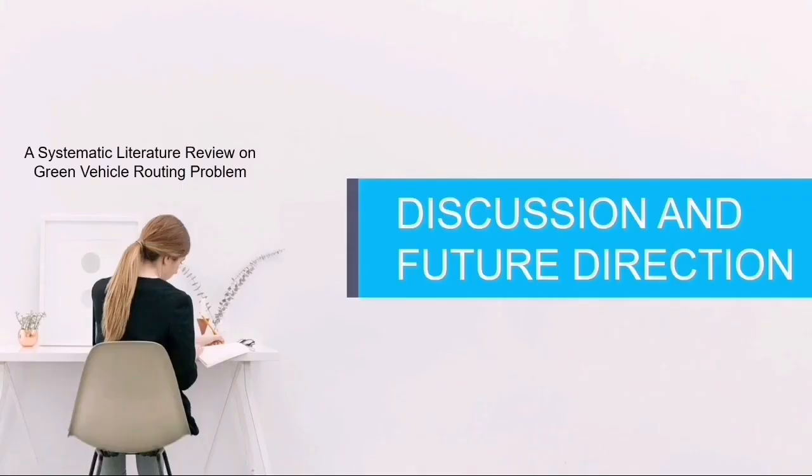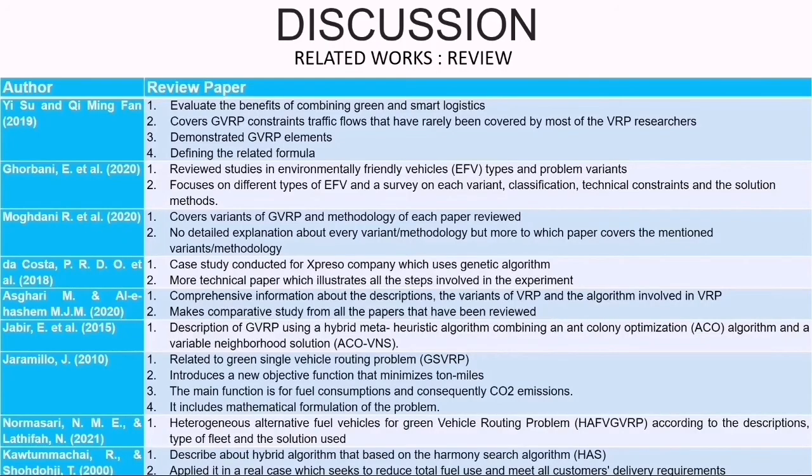The next section will emphasize the discussion and future direction of this paper. These are my critiques on the paper that have been reviewed. Based on recent years, research in GVRP has mostly involved different constraints, different research subjects, and different strategies. Numerous attempts have been undertaken to survey existing research on the green vehicle routing problem. I find that the existing surveys have certain strengths and flaws that prompted me to write this review paper.